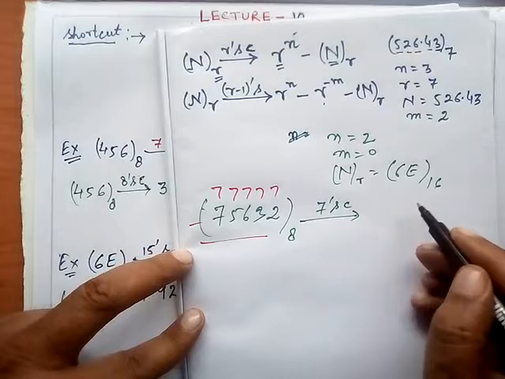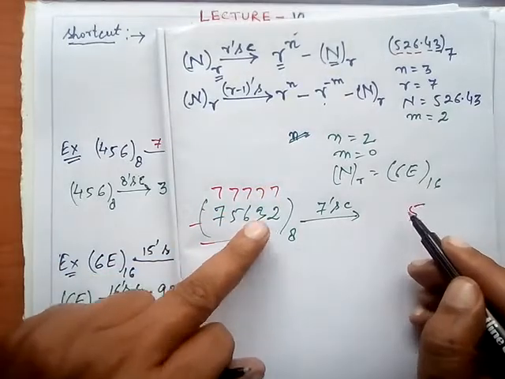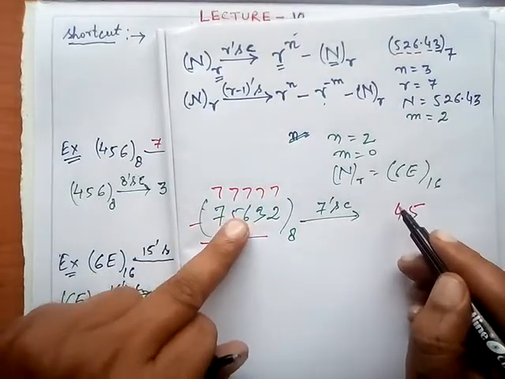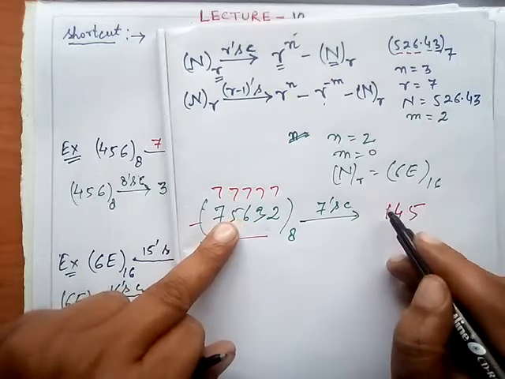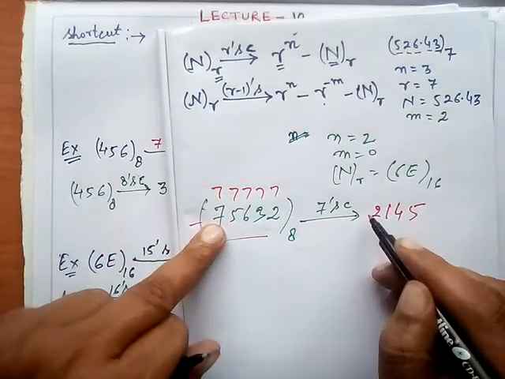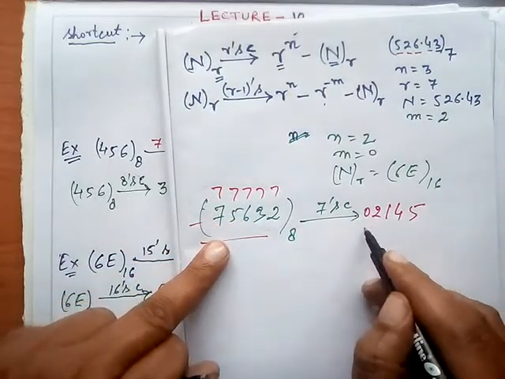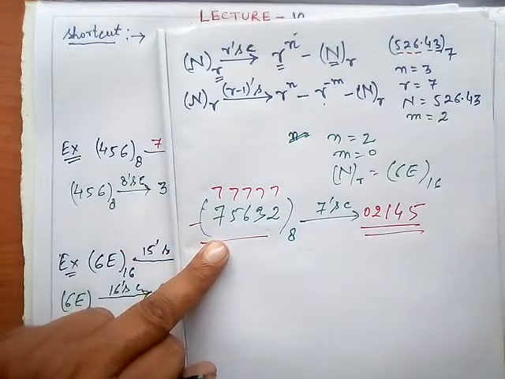So 7 minus 2 is 5. 7 minus 3 is 4. 7 minus 6 is 1. And 7 minus 5 is 2. And 7 minus 7 is 0. This is the 7th complement.